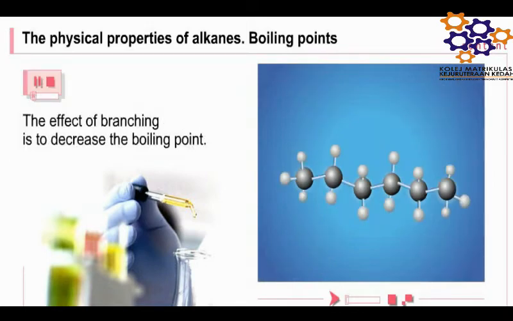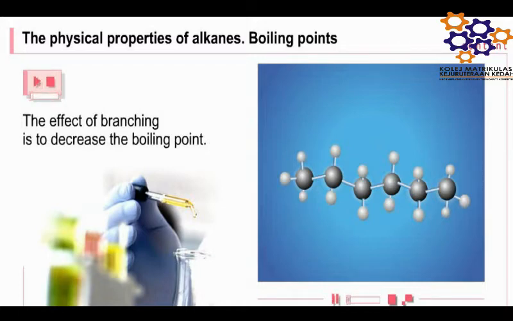Branched-chain alkanes do not show the same steady gradation of boiling points as straight-chain alkanes. The variation in molecular structure of branched-chain alkanes is too great for trends to be clear. The effect of branching is to increase volatility.